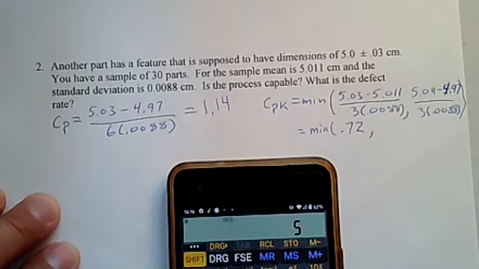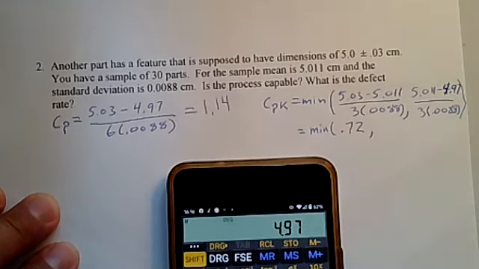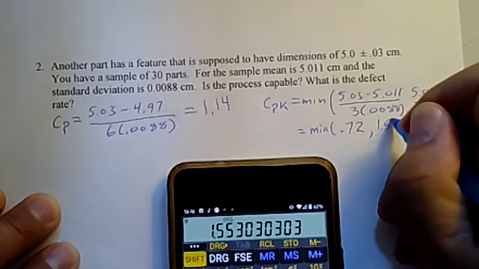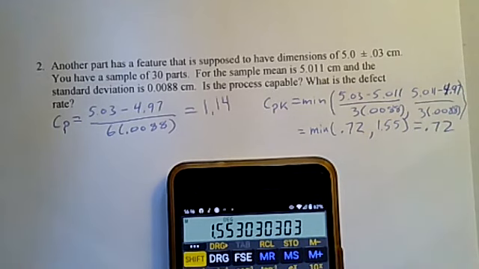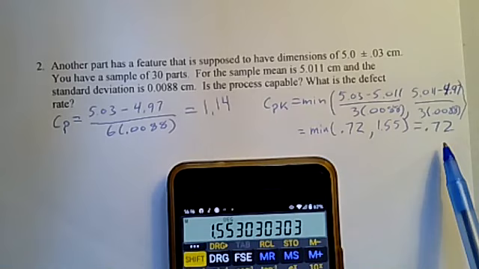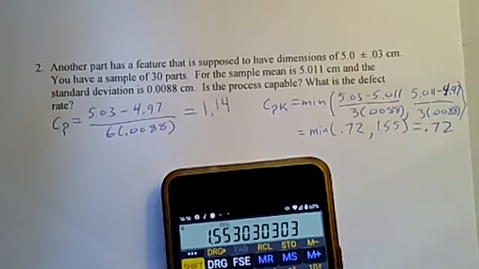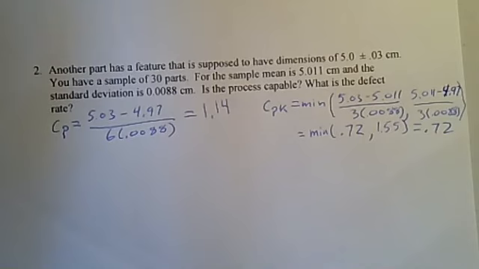I'll do the other side for completeness's sake. Mean minus the lower spec limit divided by, got out of order there, 5.011 minus 4.97 divided by 3 divided by 0.0088. That's 1.55, but the minimum is the smaller, which is 0.72. So the CP is 1.14, the CPK is 0.72. Therefore, this process is not capable. But it would be capable if it were perfectly centered.